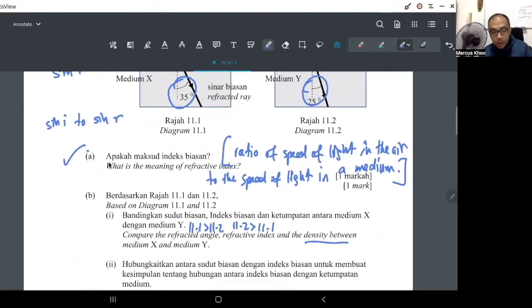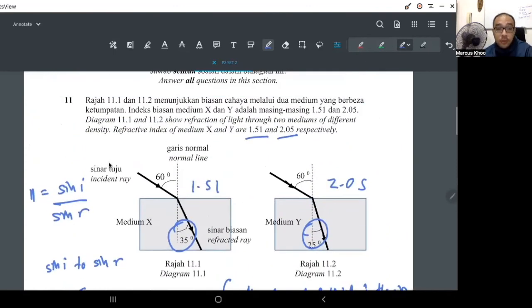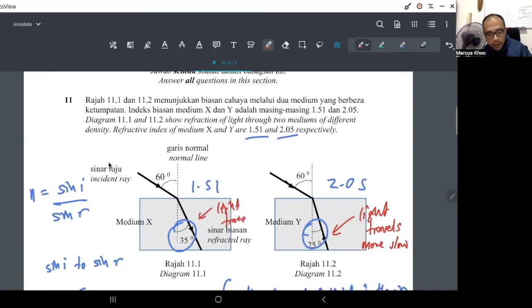Okay, density between medium X and medium Y. Okay, there are different densities. And how do you know which one is more dense? The one that is more dense is the one with the smaller refracted angle. Smaller refracted angle means that over here, light travels more slowly. Okay, here, light travels slower. It's slow. But in medium Y, it travels even more slowly because the refracted angle is even smaller.